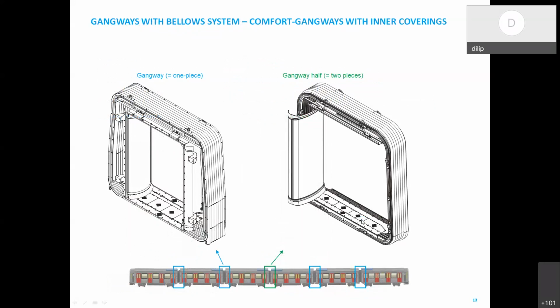And this is the gangway with inner covering, which I've shown in the photographs. This is a graphical representation. It is also one piece. If it is a single piece, it will look like this. In Train 18 we used the left side arrangement, where it is a single piece gangway, and we also have a two piece gangway, with one half fitted on one coach and another half on the other coach. In Train 18 we used the one piece gangway.